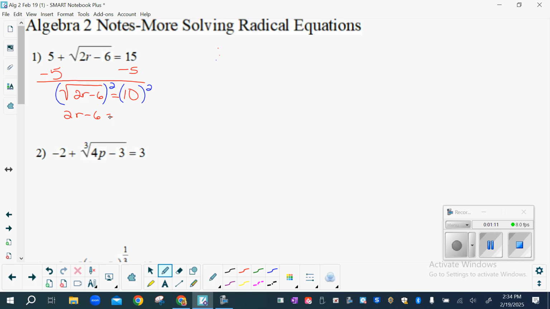10 squared is 100. And so we just want to isolate the r, so we're going to add 6. 2r is 106, and then divide by 2, and r is 53.